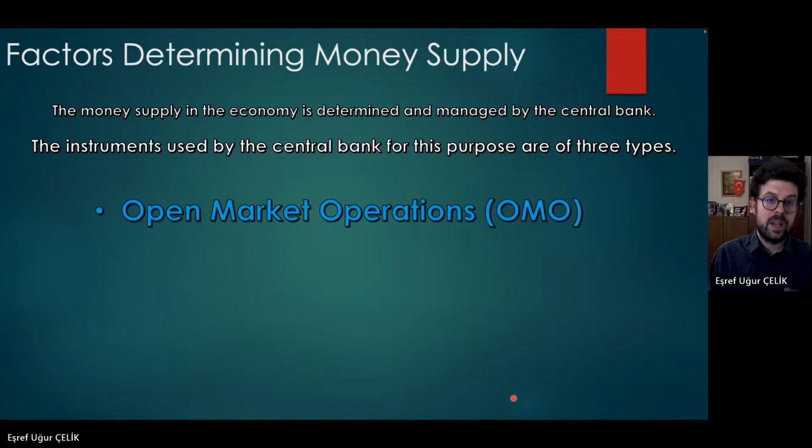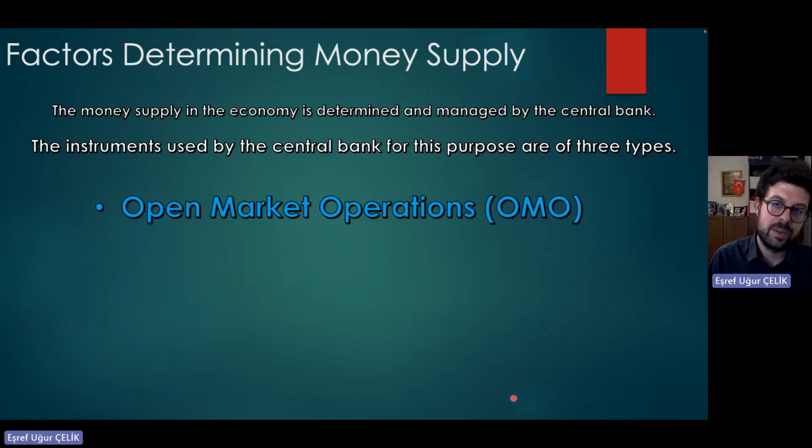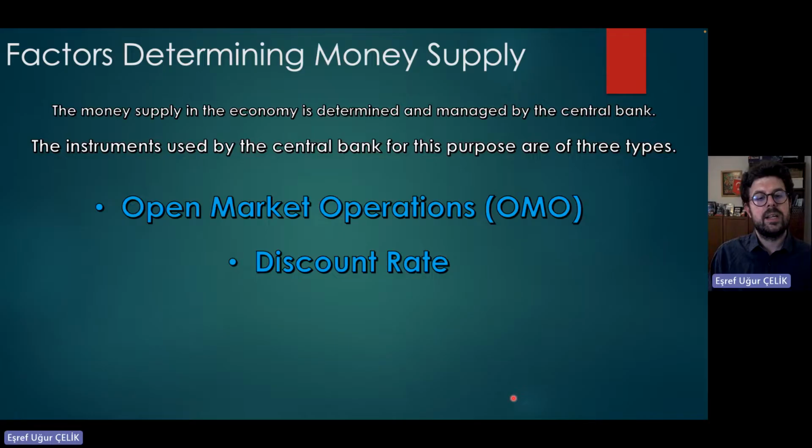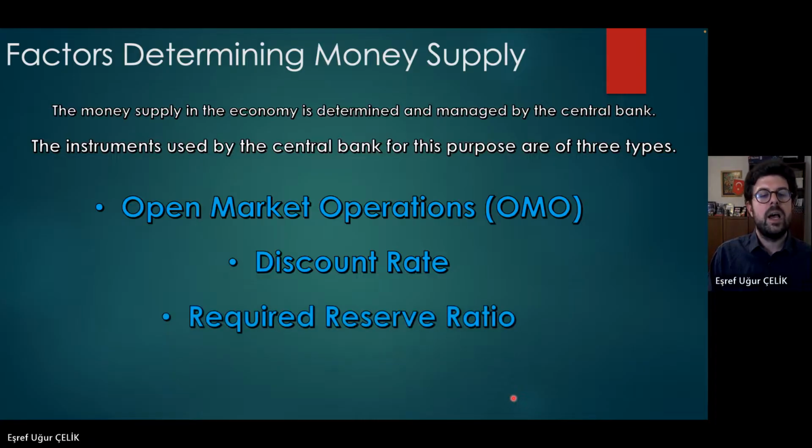I'm also going to try to ask about this in the final. The first one is open market operation, in Turkish, açık piyasa işlemleri. The second one is discount rate, in Turkish, reeskont oranı. And you already know the third, required reserve ratio, in Turkish, zorunlu karşılık oranı. Okay, let's look at the detail about it.